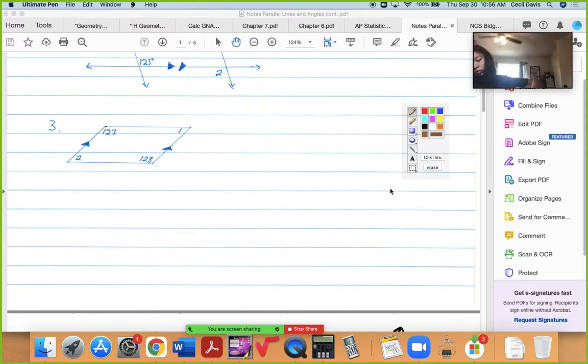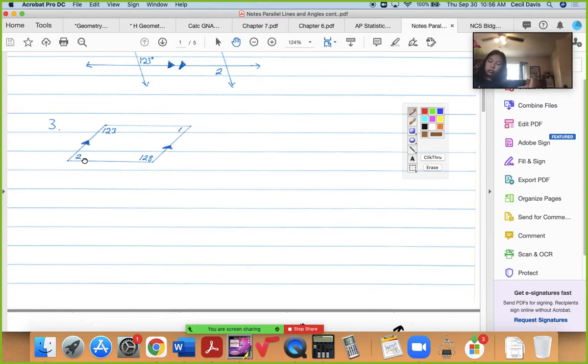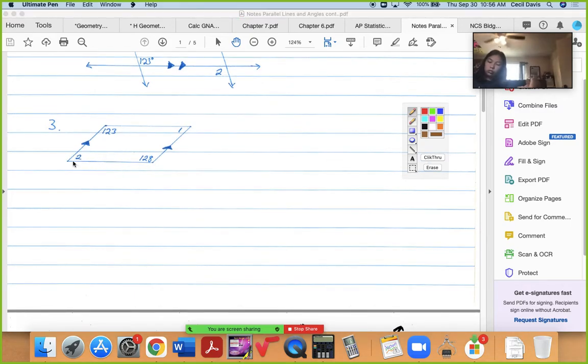So anyway, for angle 2, what angle is angle 2 related to? 128. The 128. Again, because we've got our transversal going sideways. So we'll take 180 minus 128. Use that same idea again. 52. It'd be 52.